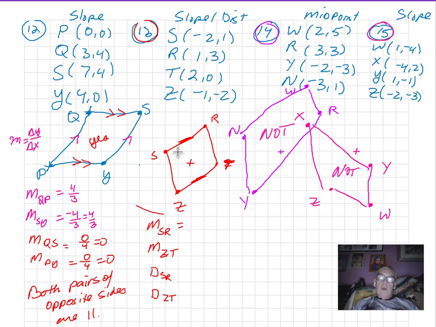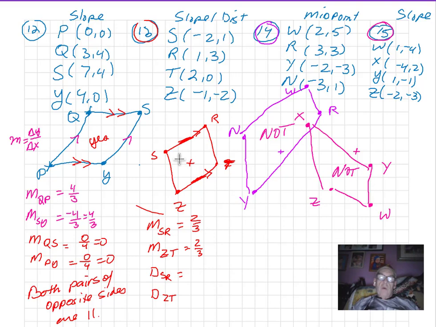So the slope from S to R, change in Y is 2, change in X is 1, 2, 3, we get 2/3. The slope of ZT, change in Y, 1, 2, change in X, 1, 2, 3, 2/3. So these are parallel to each other. Now we need to see if they're the same length.